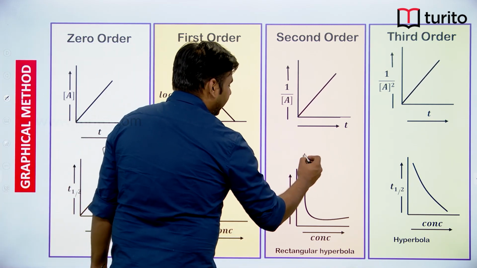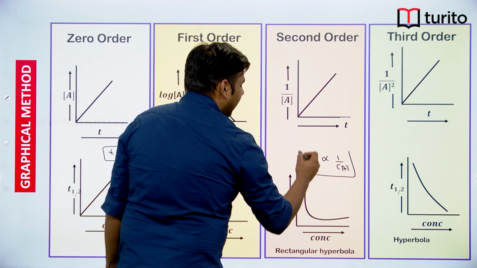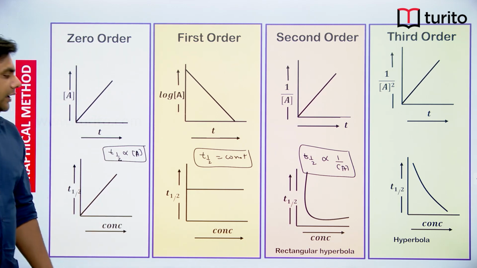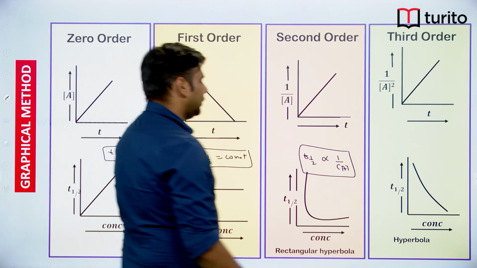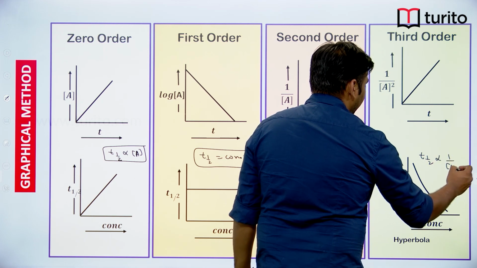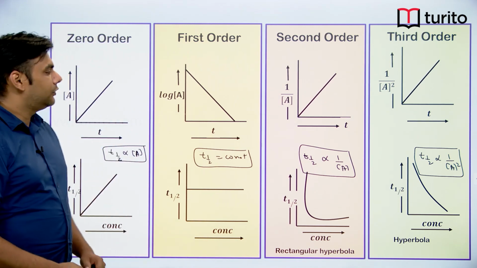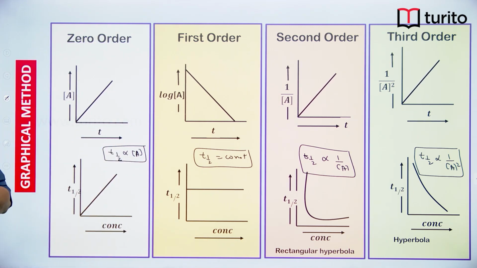For a second order reaction, T half is inversely proportional to A. So basically it is a rectangular hyperbola. For a third order reaction, similarly you can calculate, T half is proportional to 1 by A square. So it is basically a hyperbola. So these are the plots that you can easily do. So you just write it down.